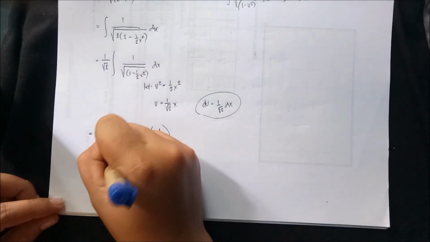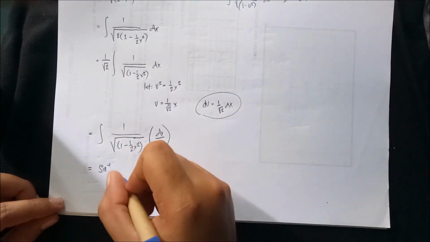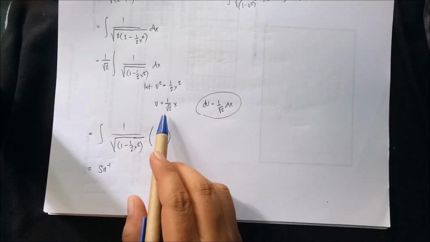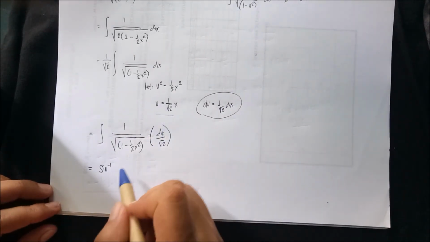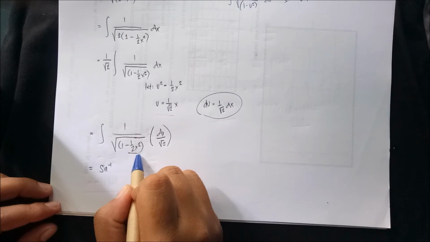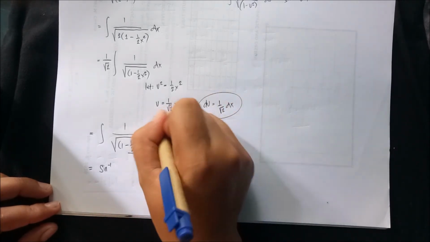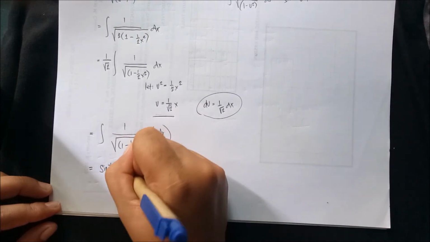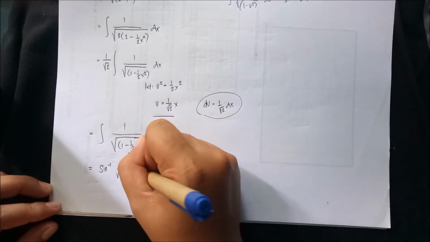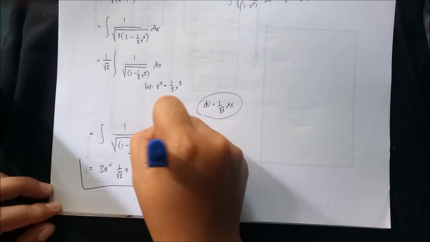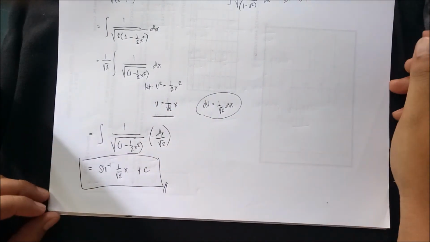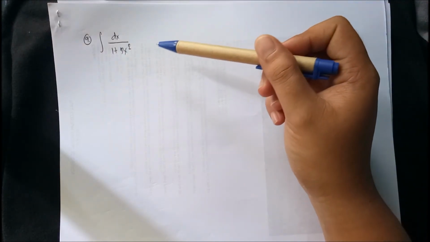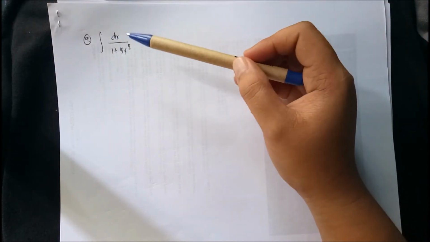sine to the negative 1 or arc sine. Yung u natin, what would be our u? This one. Okay? Or this one. Ito na. So, we have 1 over square root of 2 x plus c. This is our final answer. Number 9 class, we have the integral of dx over 1 plus 3x square.